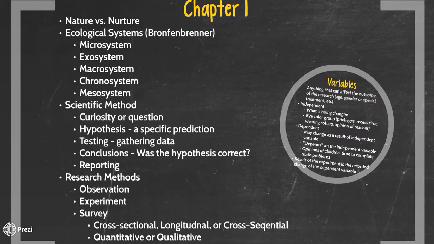Cross-sequential actually uses both cross-sectional and longitudinal, so it kind of has the benefit of both. So it would take two groups, but it would be comparing them just like a cross-sectional would, but then they do it back over time. So then they'll come back a year later and study those two groups again. So you can see the differences of how each group changes over time. So that's really the most beneficial to get the best results, would be cross-sequential.